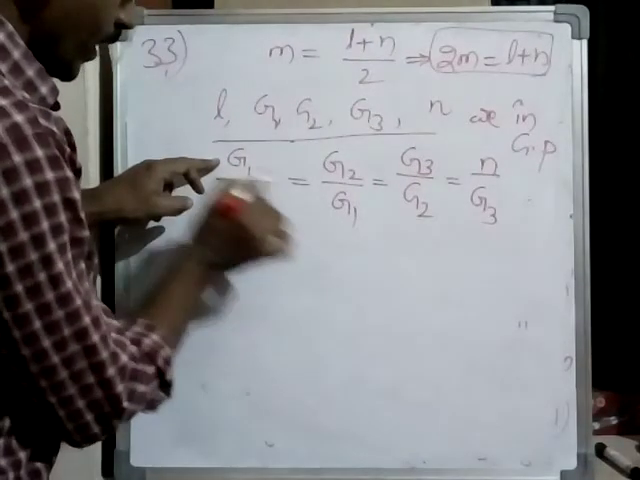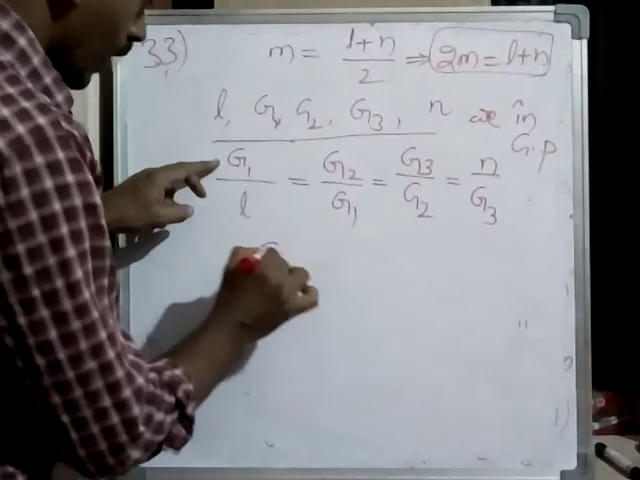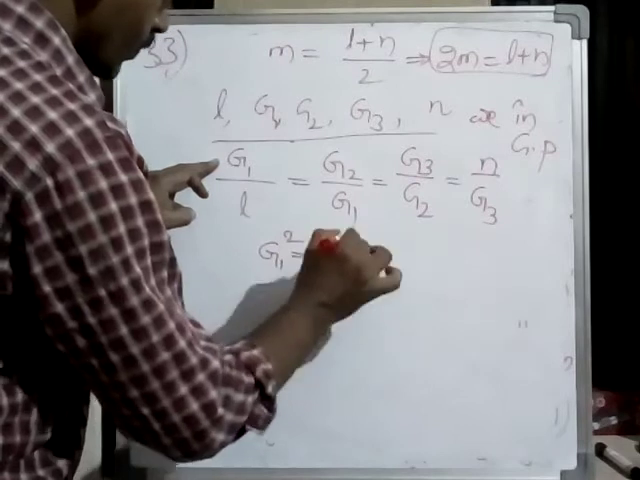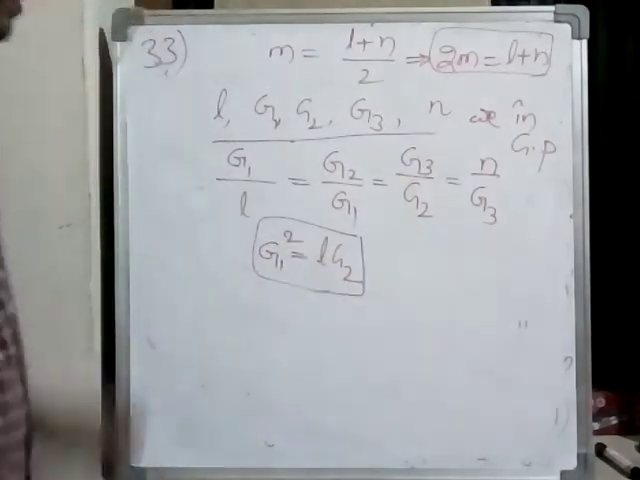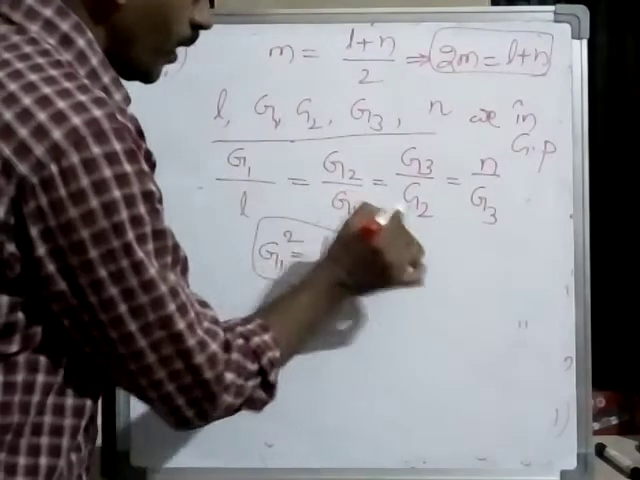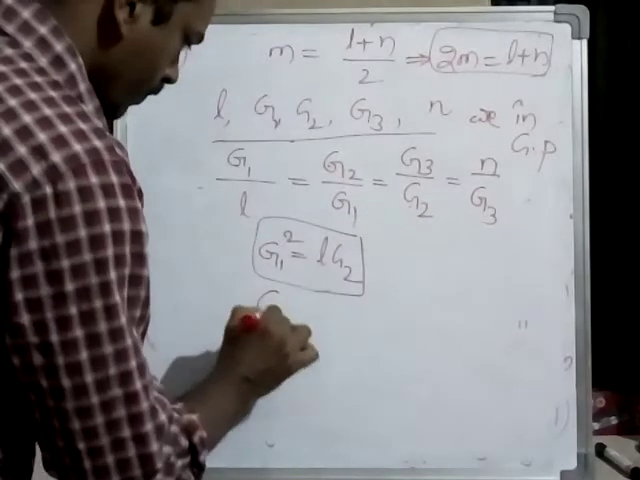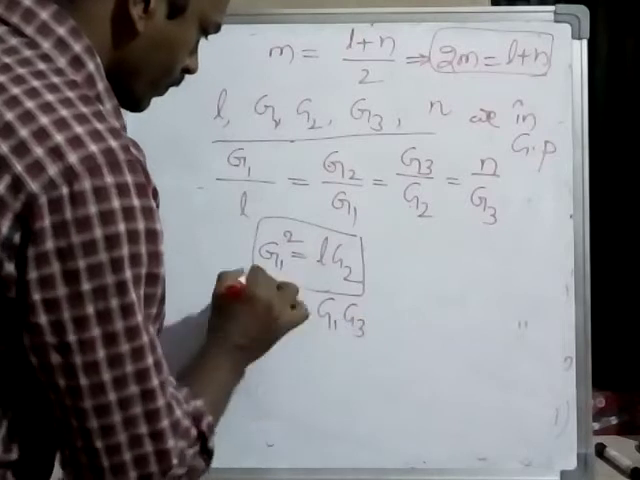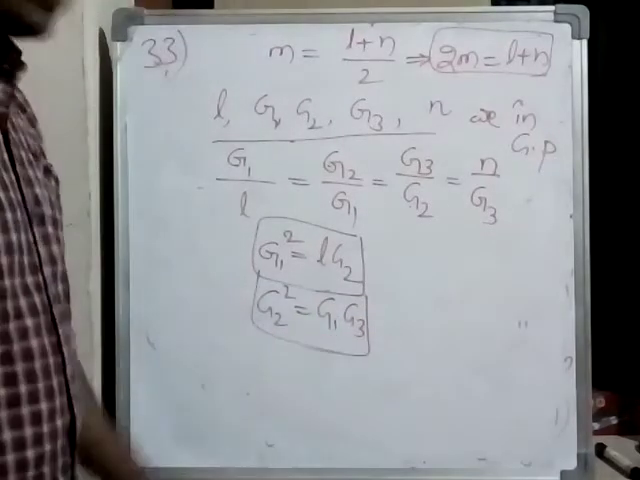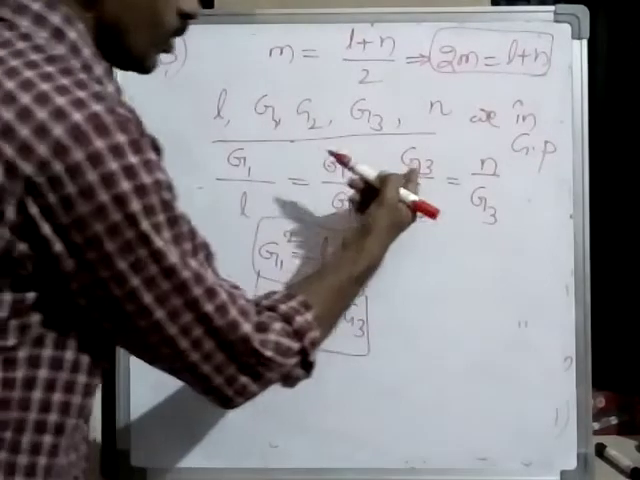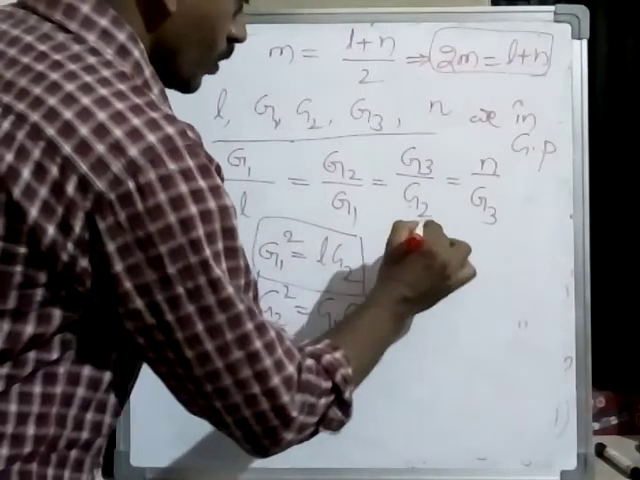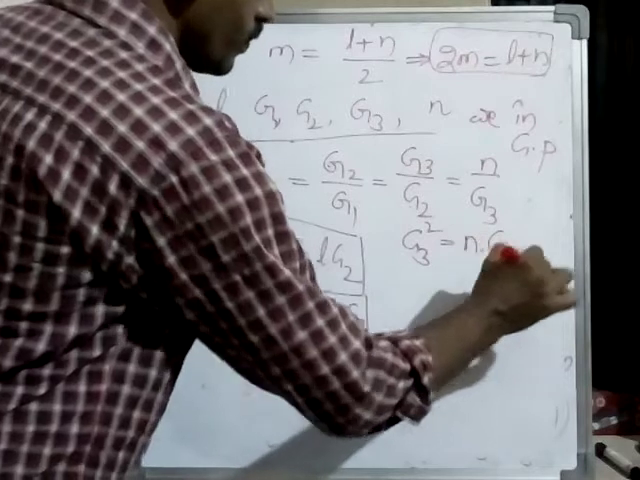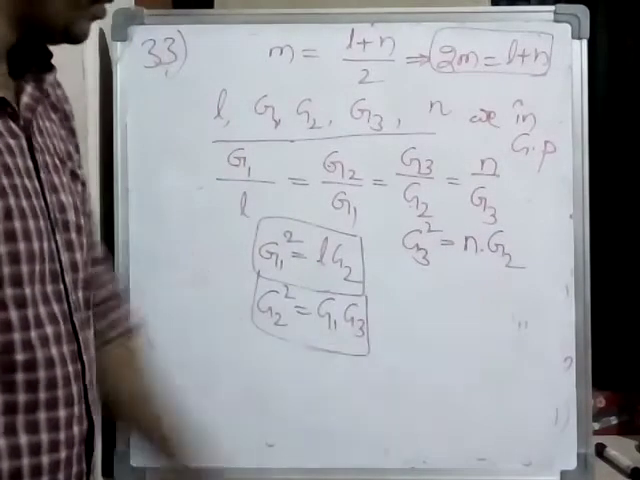G1 into G1, so here we get G1 square, and G1 square is equal to L into G2. Next, G2 into G2, G2 square, and G2 square is equal to G1 into G3. G3 into G3, G3 square, and G3 square is equal to N into G2.